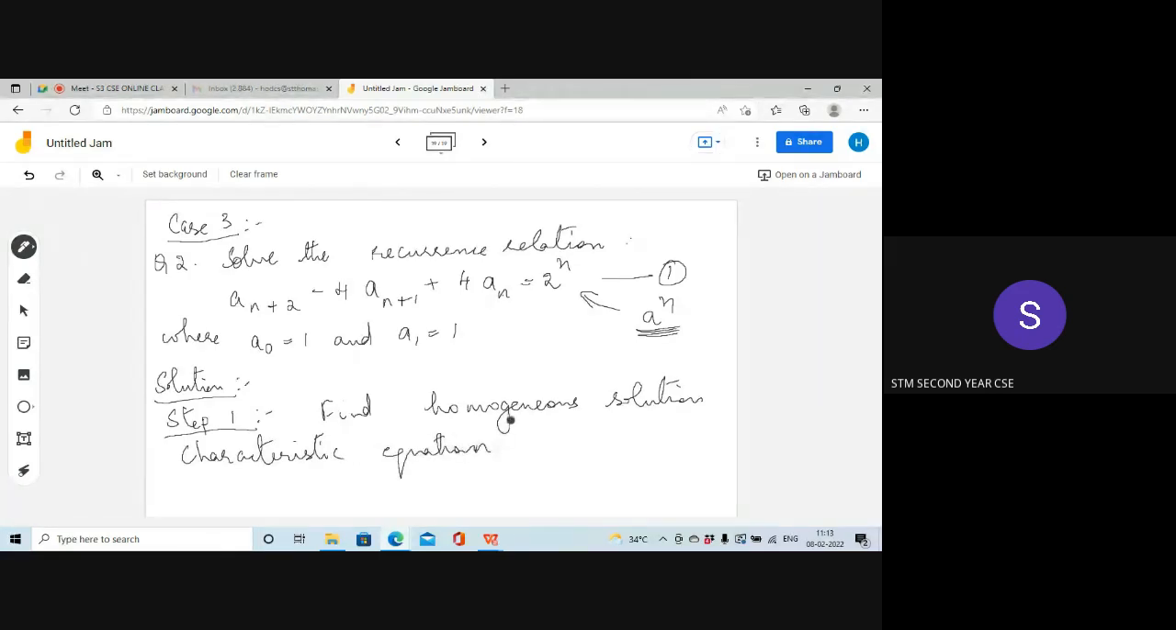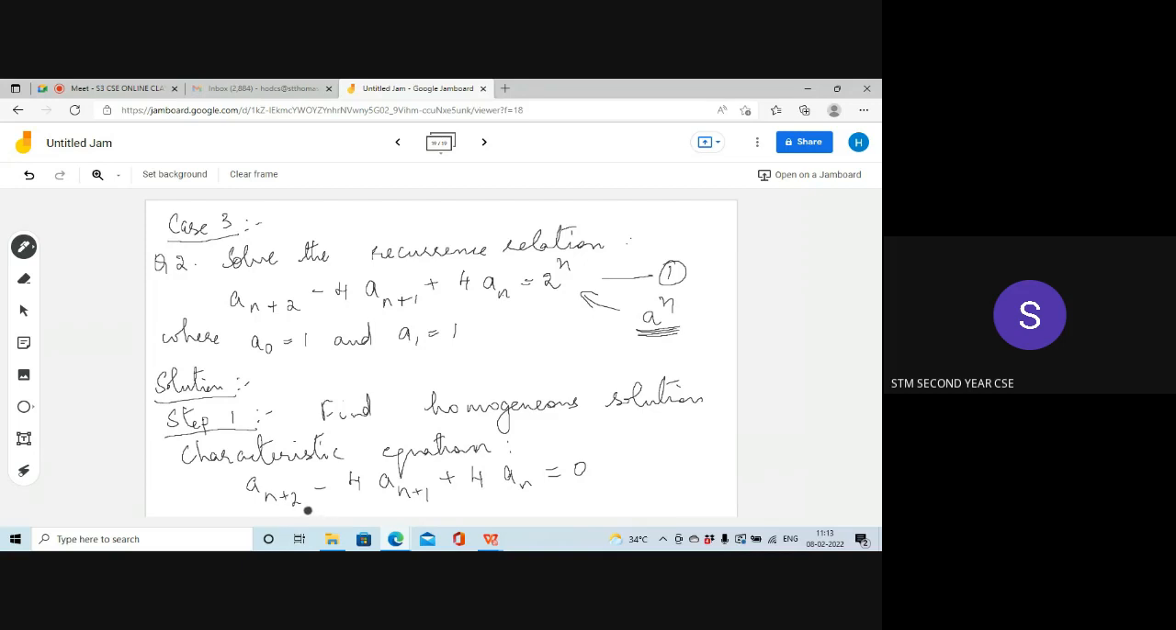I'm solving this homogeneous part for all questions because you will be able to understand what I'm doing. What is characteristic equation? To find the homogeneous solution, what you should do first, take the RHS and equate it to 0 so that it becomes homogeneous. A n plus 2 minus 4 into a n plus 1 plus 4 into a n is equal to 0. This is the homogeneous equation. Now find the homogeneous solution.